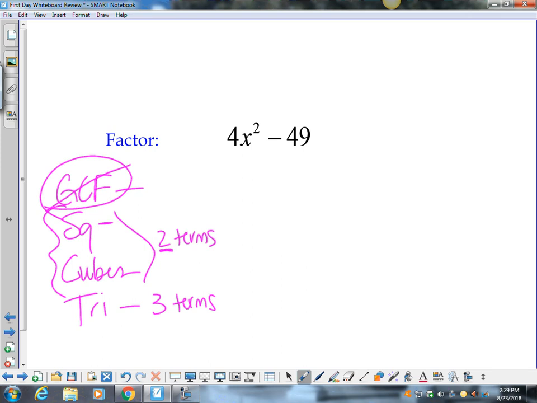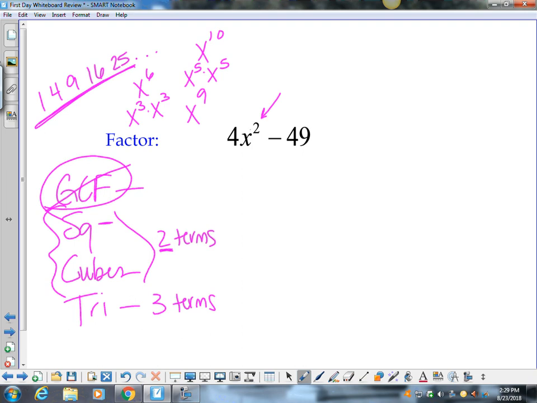Your numbers have to be squares: 1, 4, 9, 16, 25. You should be familiar with those numbers. And your powers, your exponents, have to be even. So x to the 6th is a square because it's x to the 3rd times x to the 3rd. X to the 10th is a square because it's x to the 5th times x to the 5th. X to the 9th is not a square because your power is not even. So make sure you know the difference between the numbers being squares and the powers being squares. The powers just need to be even.